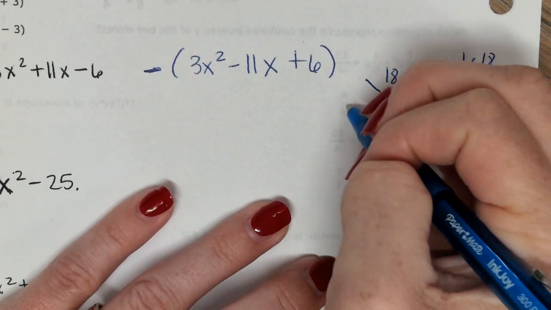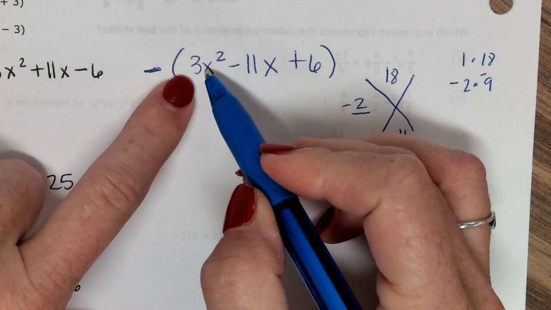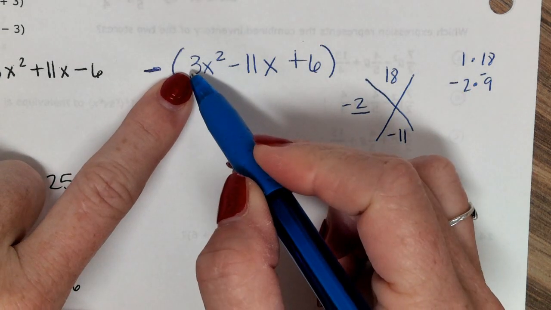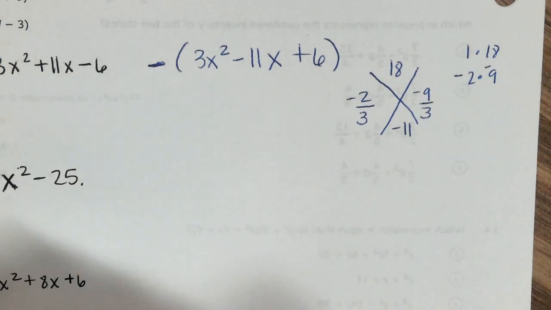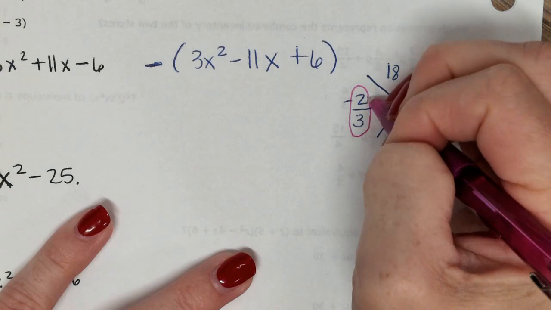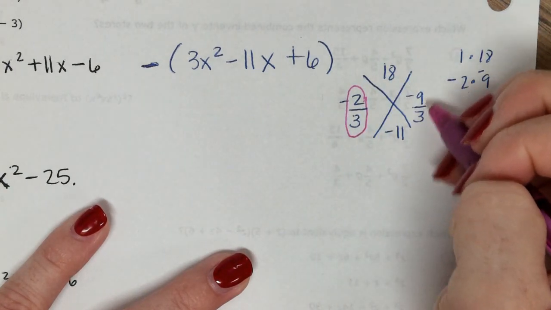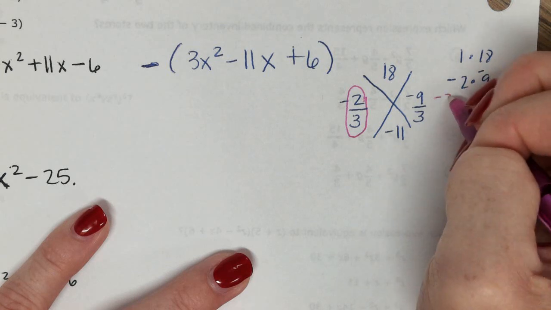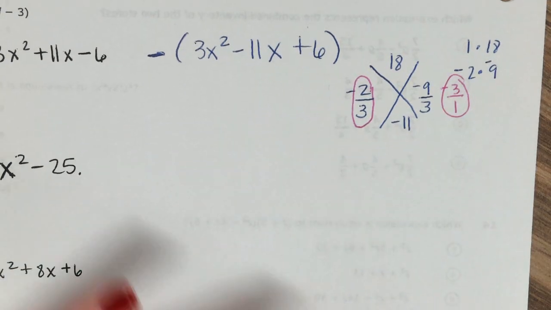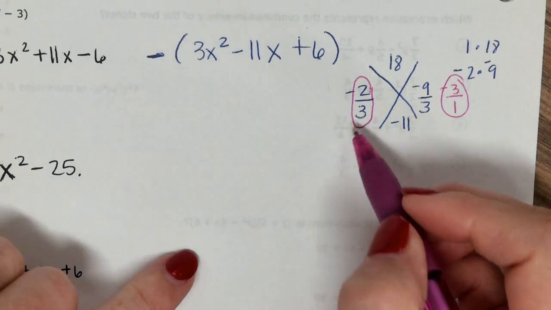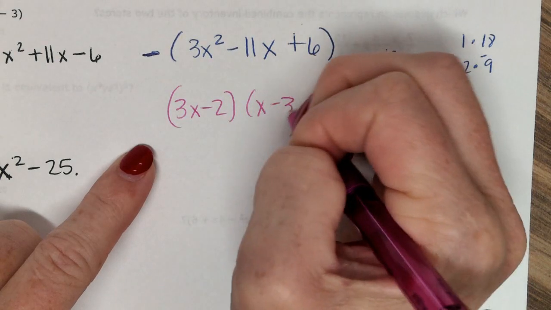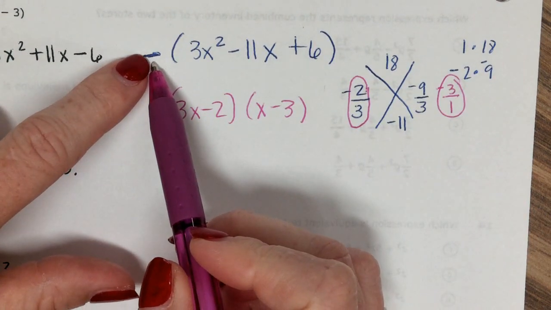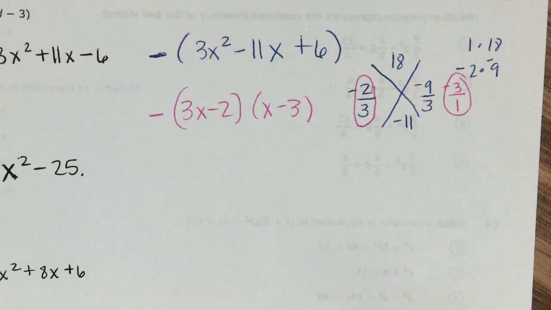So I have negative 2 over A. Notice that A is now positive, yes? So 3 and negative 9 over 3. And now I have to simplify those. This one's good to go. And this one needs to be simplified by dividing the top and bottom by 3. So I have negative 3 over 1. Okay, so bottoms up, so I have 3x minus 2 times 1x minus 3. Now, where does this negative go? Out to the side.